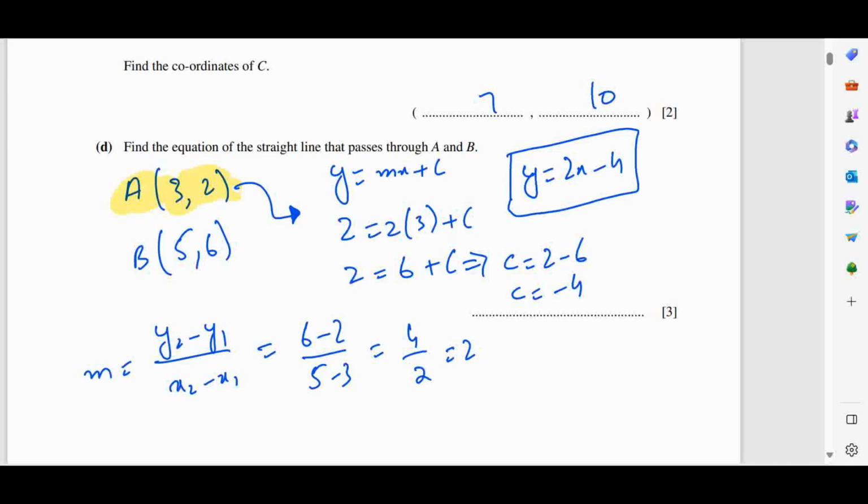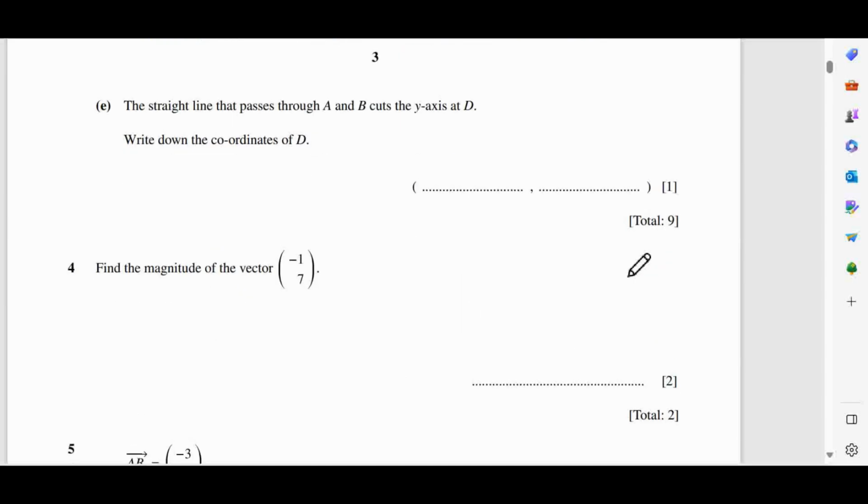So this is the way we can find the equation of a line if we have 2 points, and we can easily find the y-intercept as well as the gradient. Let's move to the next question. The straight line passes through the points A and B, and cuts the y-axis at D. Write down the coordinates of D.